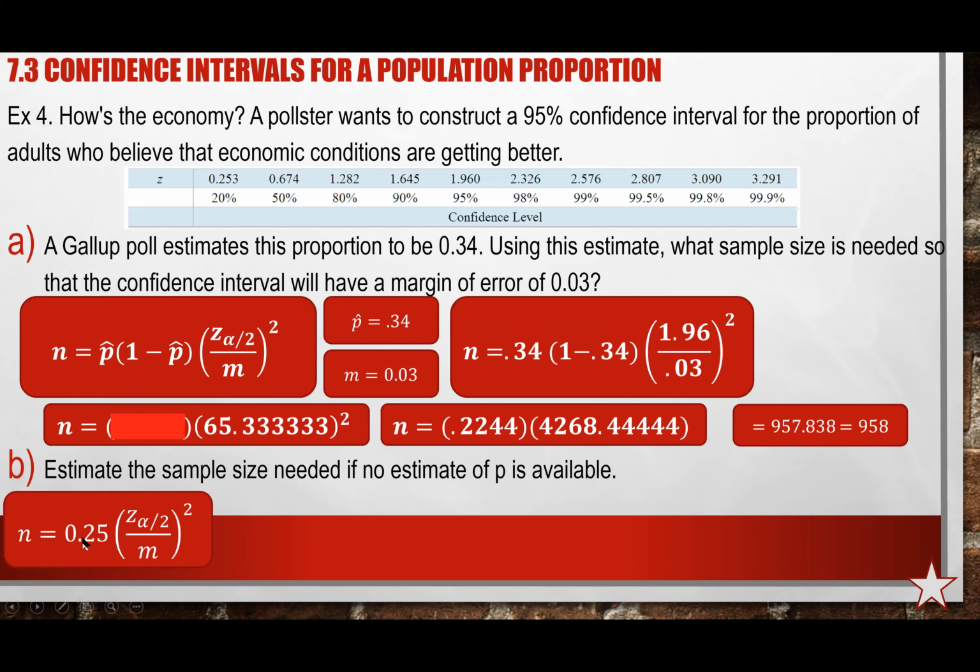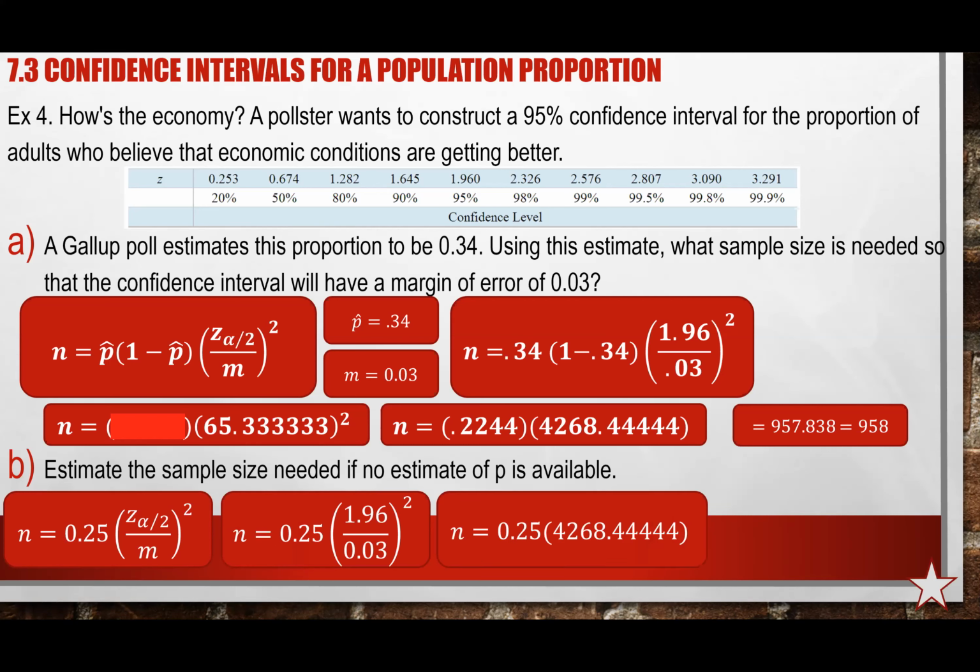0.5 times 0.5 will give you 0.25. Or in short, that fixed number. If we don't know the P hat, we will use this fixed 0.25. And again, everything is the same. 1.96 divided by 0.03. And again, the only thing different now, as you can see, because we don't have a point estimator, this is how many people we need.